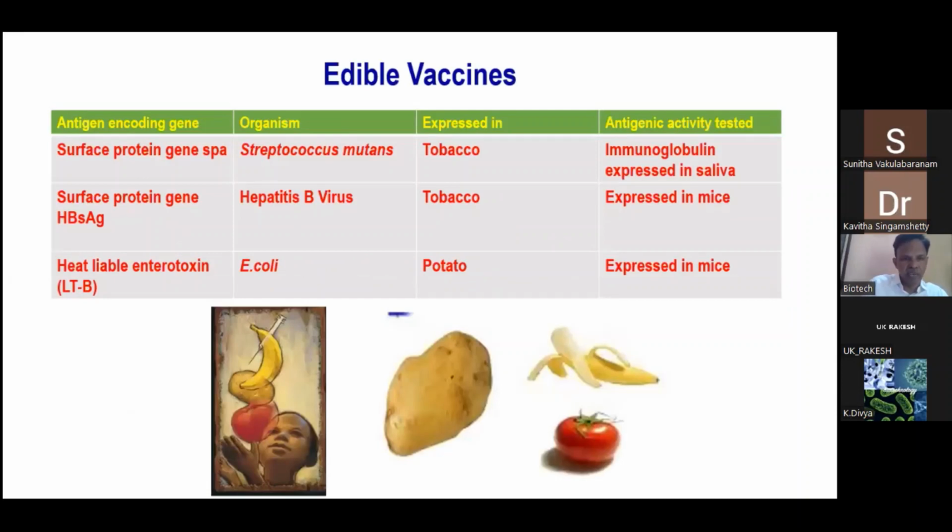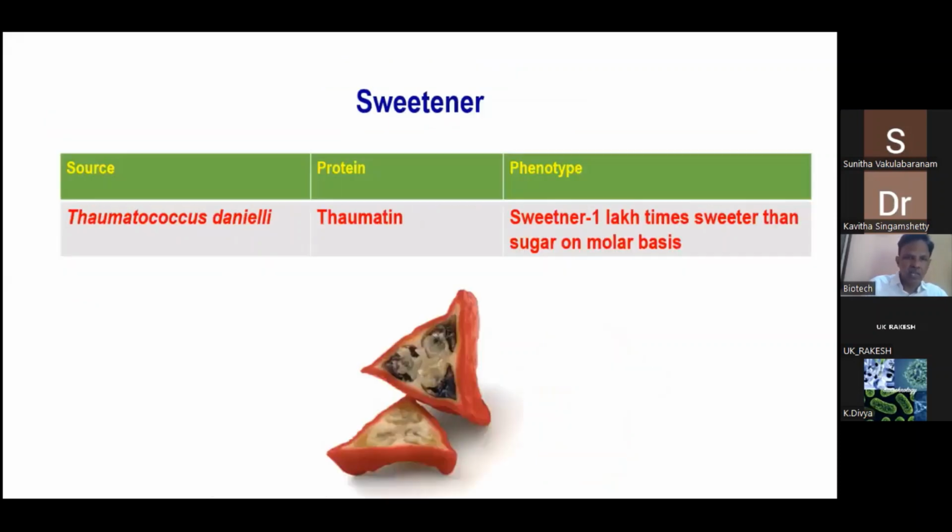This is edible vaccine. Vaccines are now, hepatitis B vaccine is now produced in tobacco. It is also being suggested to be produced in potato and banana. This is also being worked out. And then we have sweeteners. Sweeteners are also produced by incorporating the gene called thaumatin, the source is Thaumatococcus danielli. This gene is also used for producing sweetener.